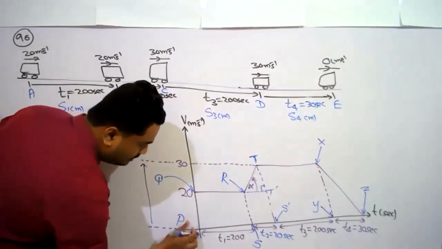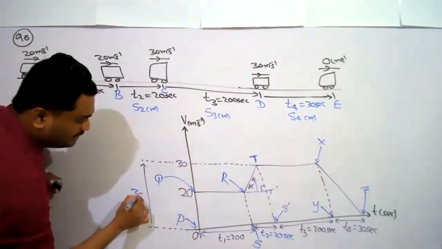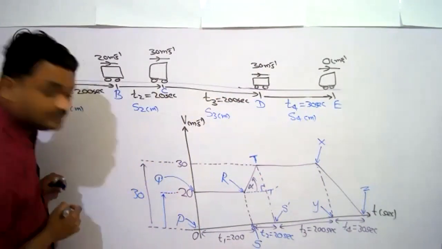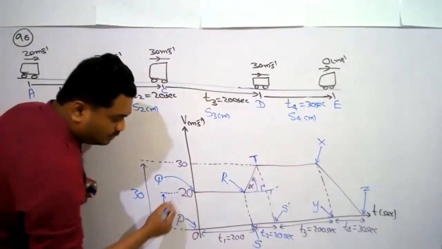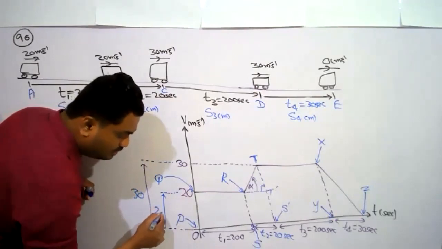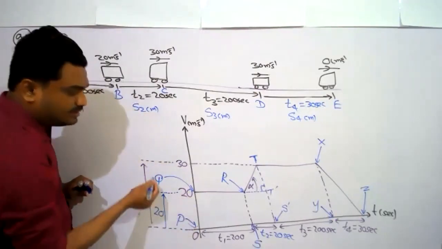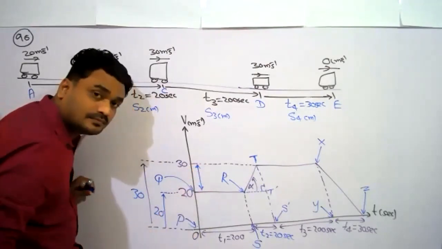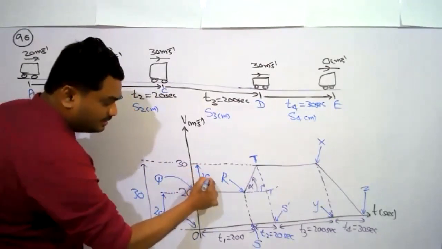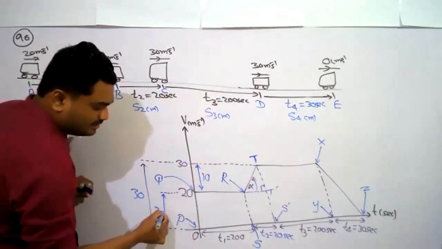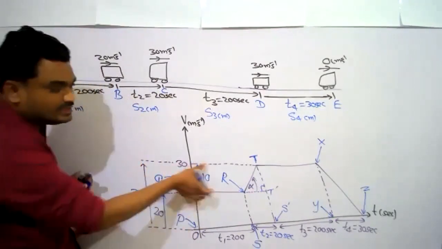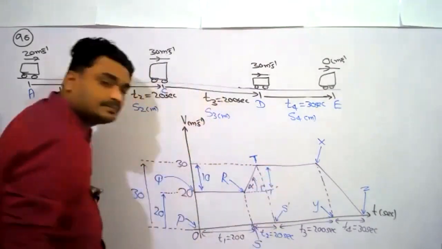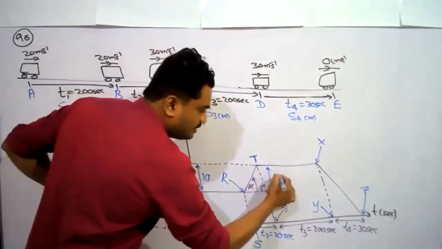30. Very good. So this is 30. If this is 30, what is this height? 20. This is 20, this is 30. Therefore, what should be this height? 10. So 20 plus 10 is 30. If this is 10, what is this height? 10. That's also 10.